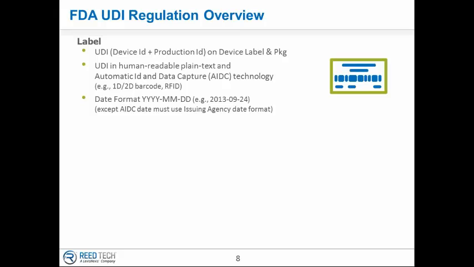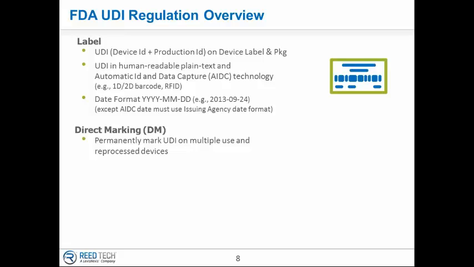A little overview of the regulation. Obviously, there's labeling impact for your label to mark and bear a UDI, both the device identifier and production identifier, and have the UDI in a human readable plain text, automatic ID and data capture technology, barcoding. There's also data format changes that had to be applied to the labels.